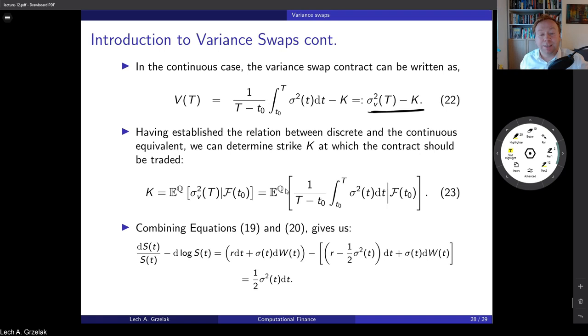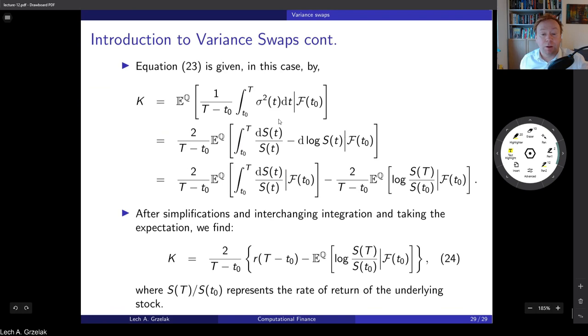However, if you substitute the stochastic differential equations, we can actually see that this term, sigma(t), corresponds to the stochastic differential equations. So if we take dS_t divided by S_t minus d log S_t, which are given in a previous slide, in terms of stochastic differential equations, if you substitute, you end up with a nice link. So half of sigma squared dt is equal to this term here. So we can now substitute sigma squared(t) with this expression, the difference of these two terms.